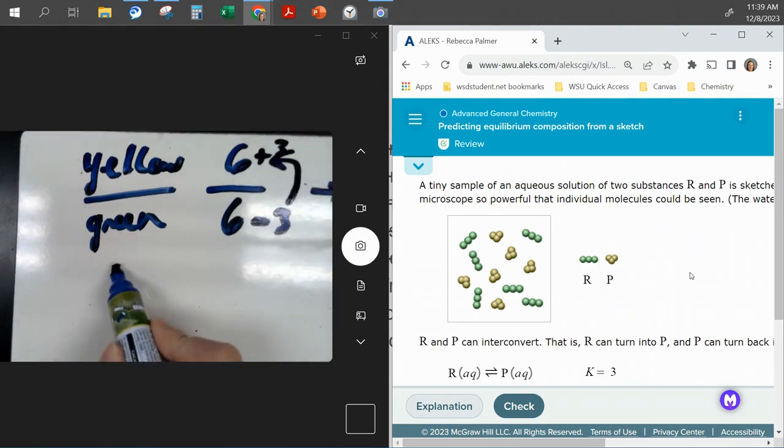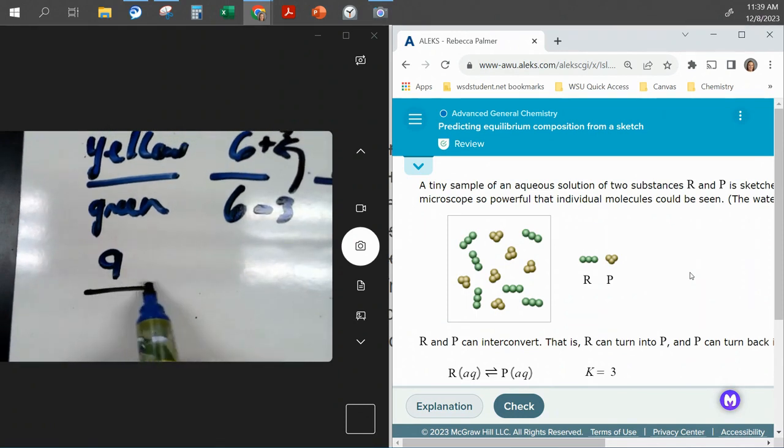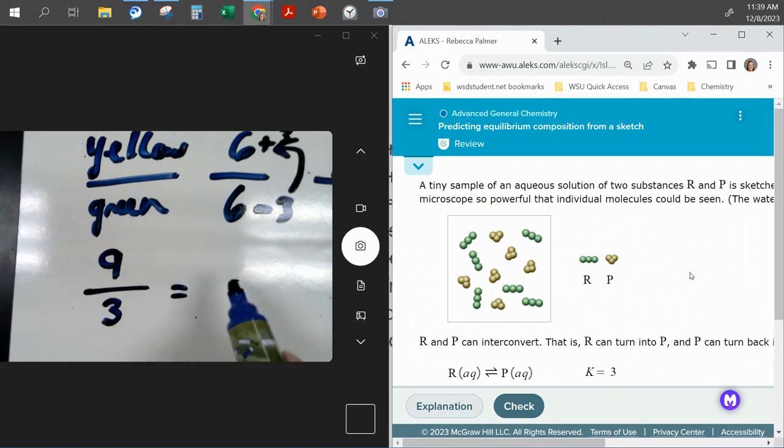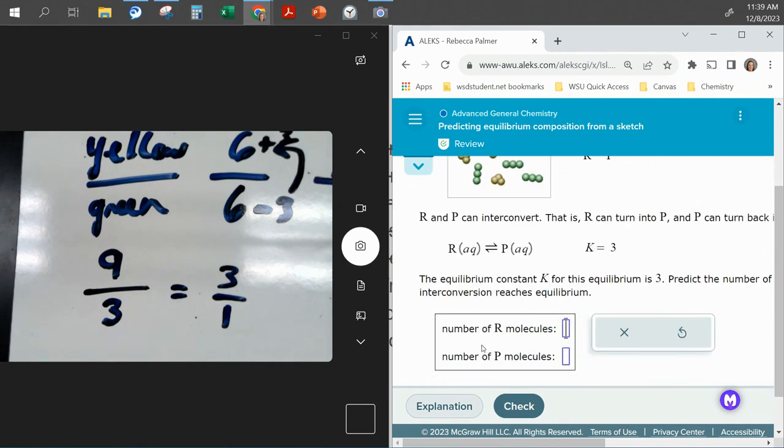This is like unconventional math. So now I have 9 on the top, 9 products, and I have 3 reactants. That will give me the right ratio of 3 over 1. Okay, thanks for checking. And then it's asking for number of reactant molecules. Oh, well, that's this bottom number.